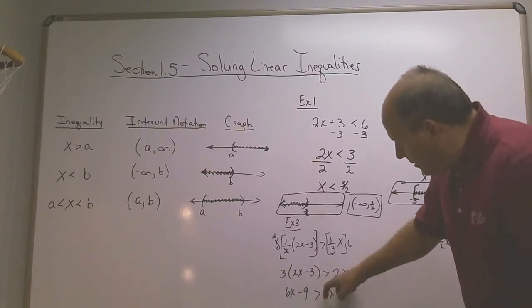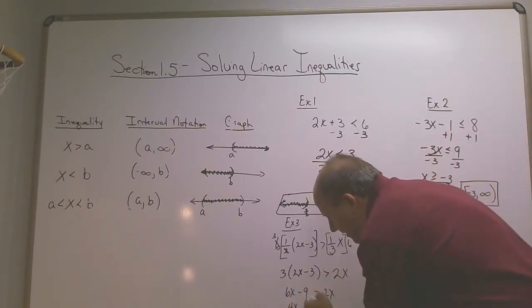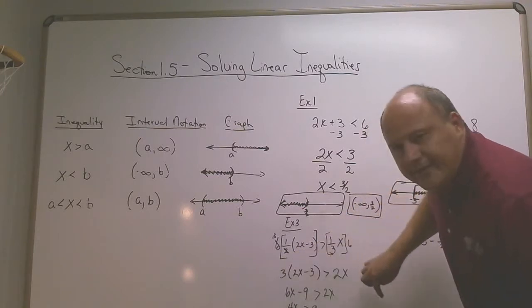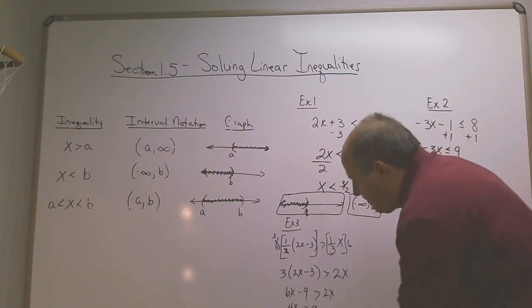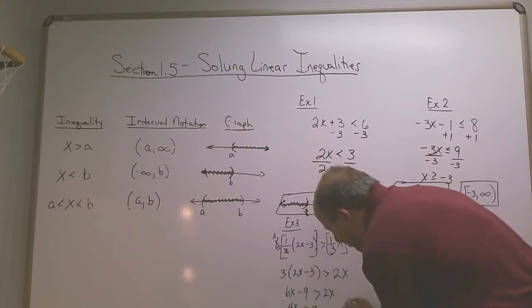Then subtract the 2x over here, and that's 4x. And then add the 9 over here. So basically, I just played musical chairs with these two terms right here. I brought the 2x over here, brought the negative 9 over there. And then divide by 4. And so x is greater than 9/4.